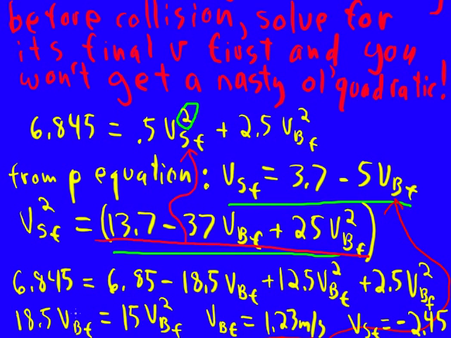If you work that out, you get VB final is 1.23 meters per second. If you substitute that into your momentum equation, you get V steel ball final is negative 2.45. So it will bounce backwards after it hits the block.